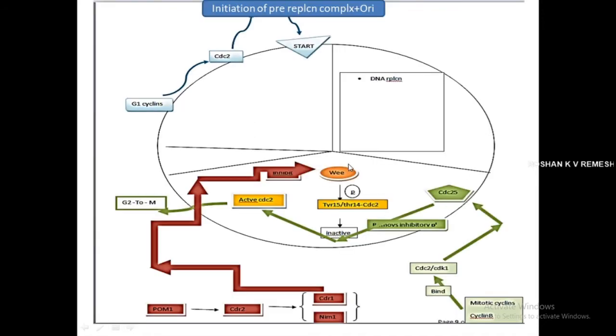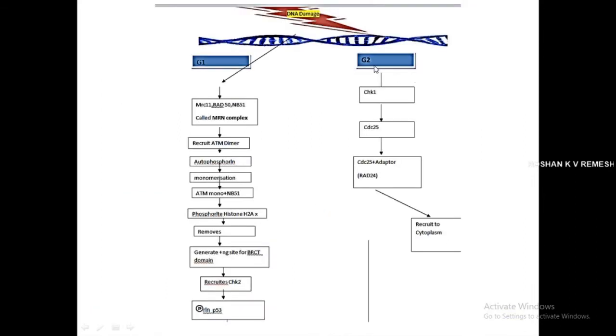The adapter recruits the CDC25 from the nucleoplasm into the cytoplasm. CDC25 may not be available in the nucleoplasm, so the inhibitory phosphorylation of the CDC2 cannot be removed. So the inactivated CDC2 remains inactive and does not get activated. So the cell cycle stops or is stuck at the G2 phase.